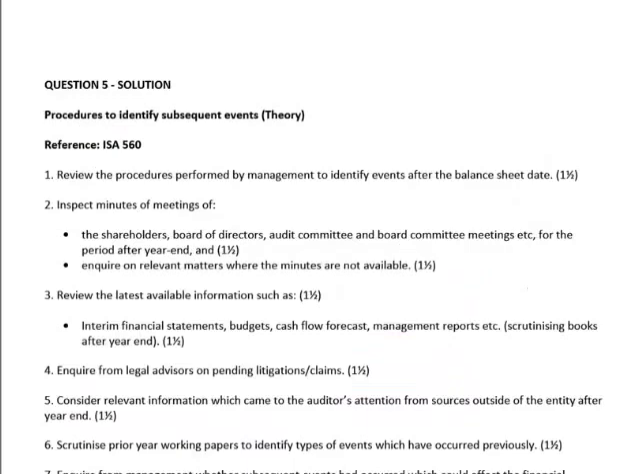Question 5, we now need to discuss what types of procedures we would perform in order to identify subsequent events. Now this, once again, is very much a theory question. What would you do if you're at the client now and you need to identify if there's anything that happened after year end that we need to either adjust or disclose? How would we go about doing this? So let's go through it. We could review the procedures performed by management to identify events after the balance sheet date. So what has management done to identify these? Have a look. If there's anything that they've done, maybe we could re-perform it and see if we also pick up the same things, or if we pick up anything over and above that.